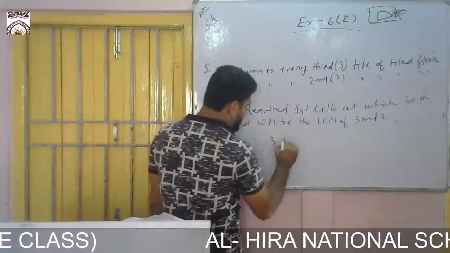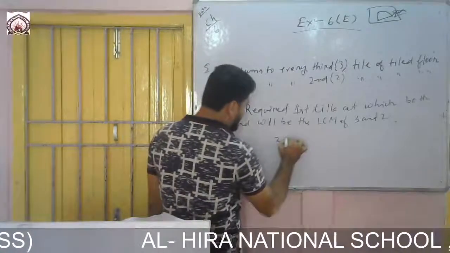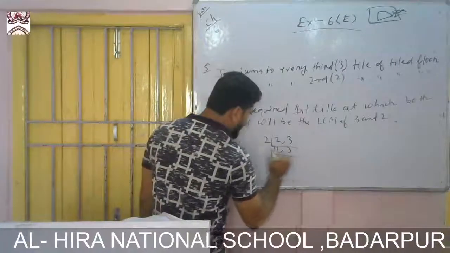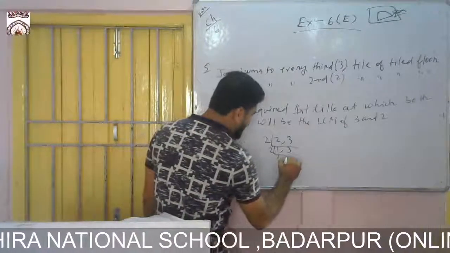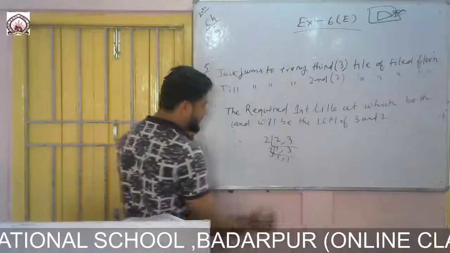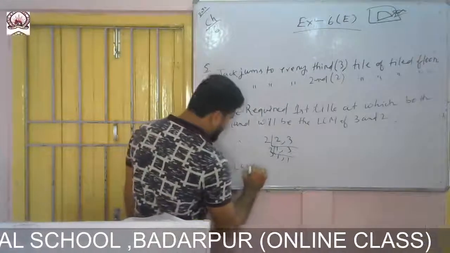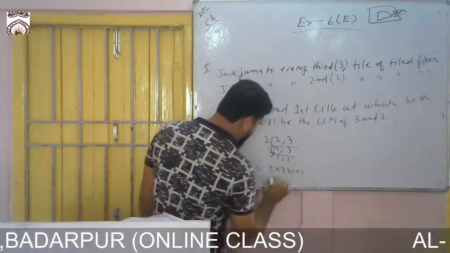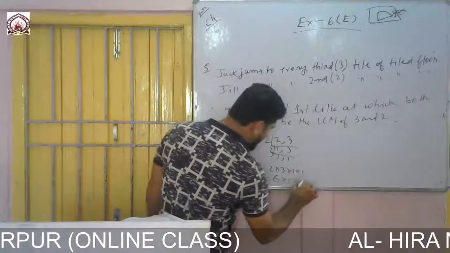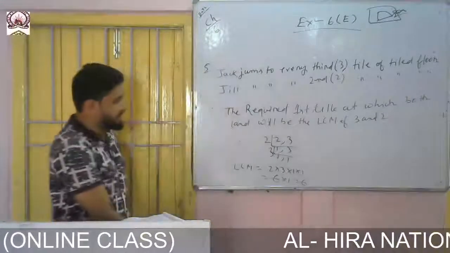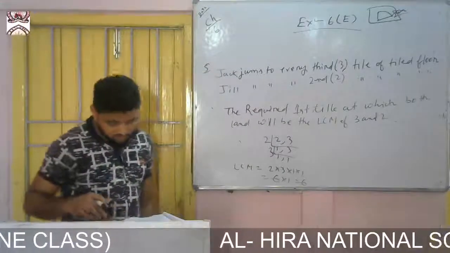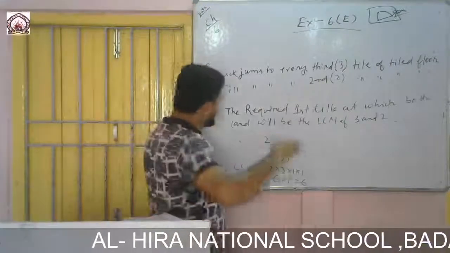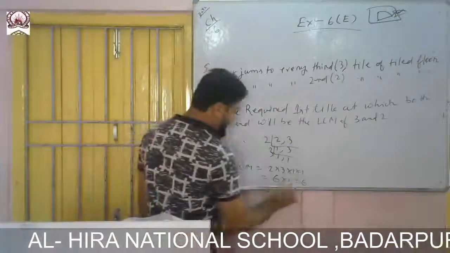LCM of 3, 2. So 2, 3, right? So like this, 2 1s are 2, 3 keep. Then again 1, 1 keep. Then 3 1s are 3. So LCM equals 2 into 3 into 1 into 1. 3 2s are 6 into 1. It is 6. Okay. That is the answer.